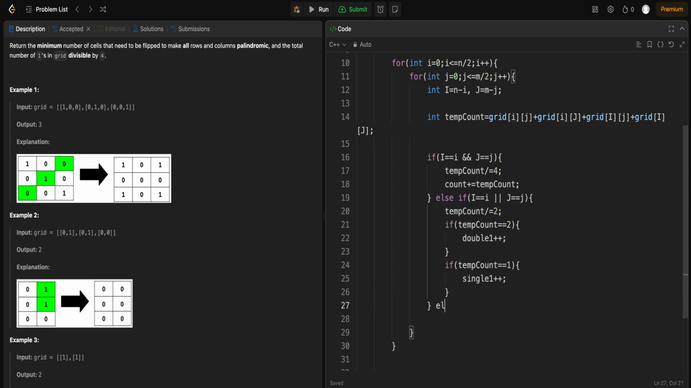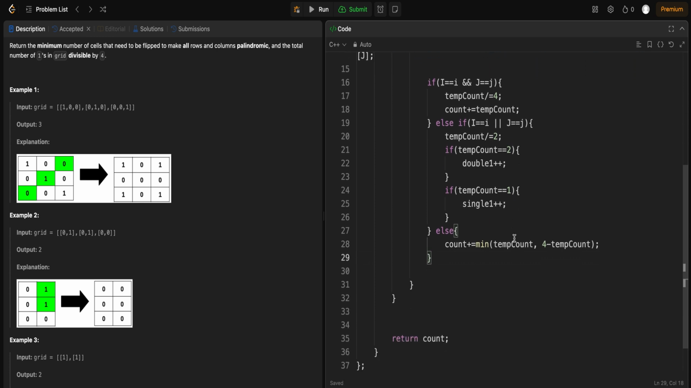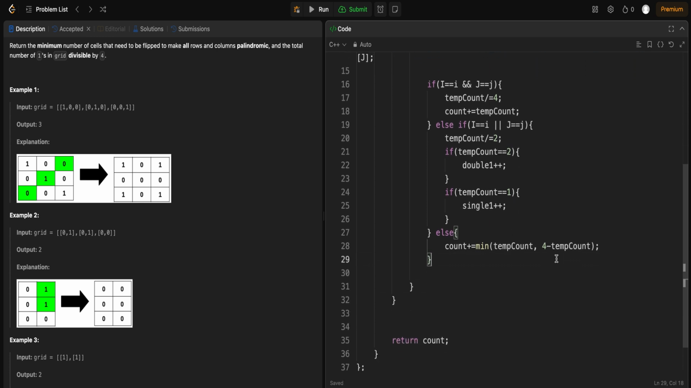Now the normal case remains, and in that case we have to add something to the answer, that is count plus equal to minimum of the temp count, or 4 minus temp count. So we are doing this because if we have three ones, then it's better to add one as well instead of removing those three ones.